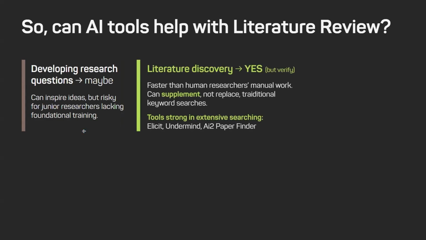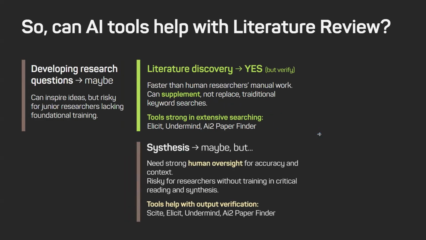For lead discovery, I think this is the part where AI can be most effective, okay? Because of course, they can be faster at searching a lot of works than the manual work humans do, but they should be a supplement, not a replacement for the traditional keyword search. Oh, sorry about the typo here. And the tools strong in extensive searching include Elicit, Undermind, Ai2. Okay, for synthesis, maybe, but again, we need human oversight.